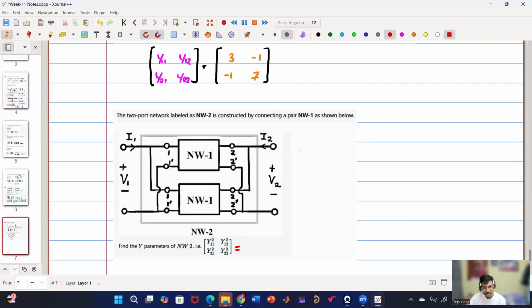So it is y11 square, or no, not y11 square. Actually, that is a very poor representation from their side. They are calling these new parameters y11 2, but that is a very poor way of representing. Basically, they are asking for the new set of y parameters, which will be the summation of both, and both are the same. So multiplied by 2. So we'll have 6, minus 2, and minus 2, as well as 7.